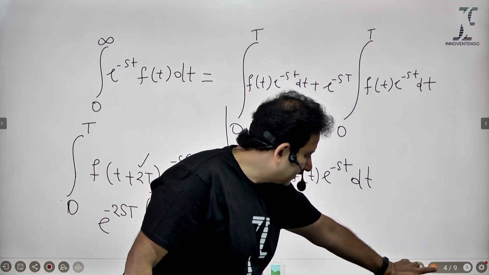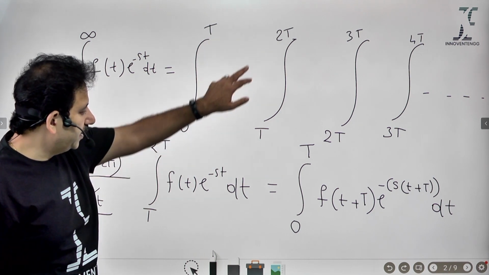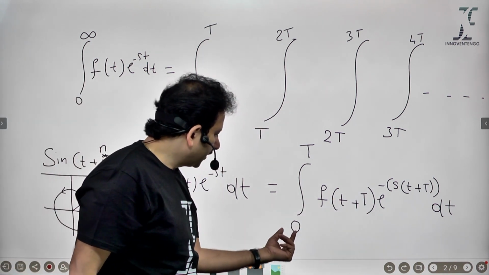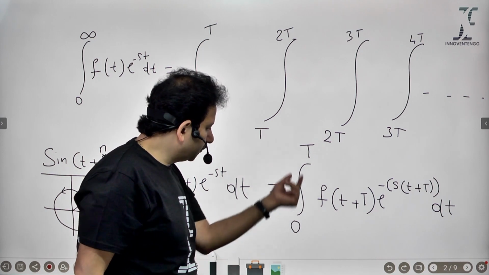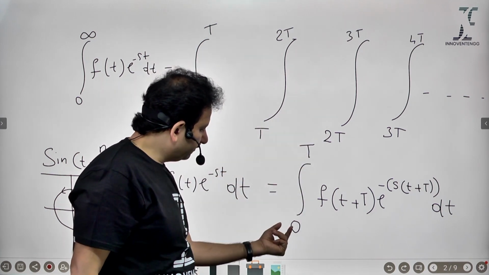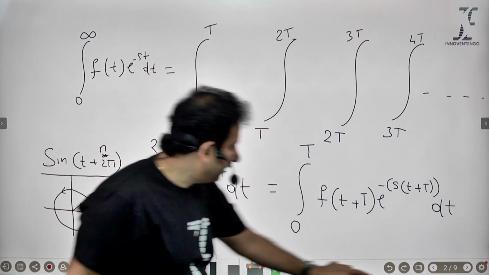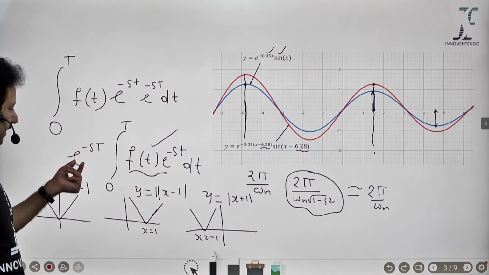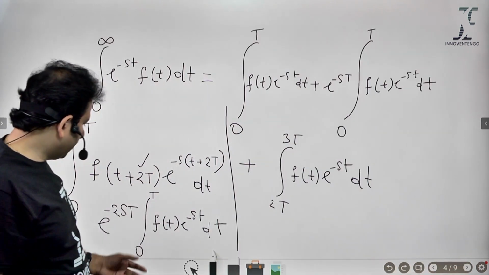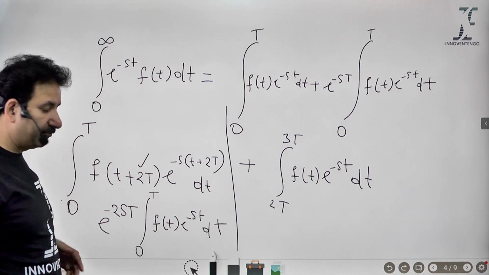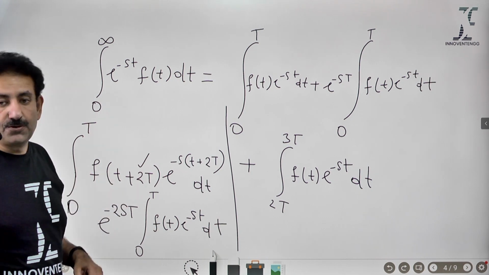So let me tell you what exactly happened so far. We reduced the integral from T to 2T by adding 1 period, so that it was shifted to the left, from 0 to T instead of from T to 2T. As a consequence, we could get a coefficient e power minus sT for the second term. For the third term, we could get e power minus 2sT. Fourth term, e power minus 3sT. Fifth term, e power minus 4sT. It goes on like that, right?